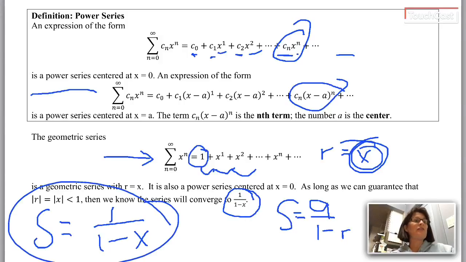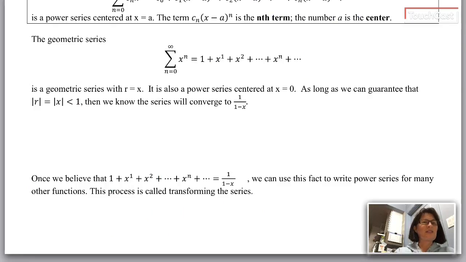You have to know this by heart, and this is the key to finding power series in so many places where you're going to need to find a power series. Watch all the cool algebra we're going to be able to do on this. I knew I was missing one line.